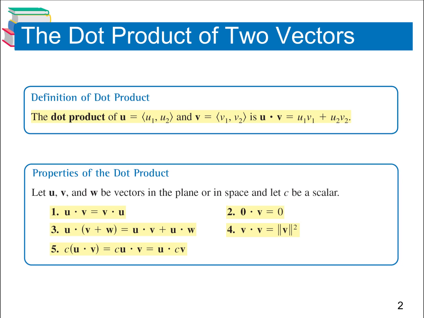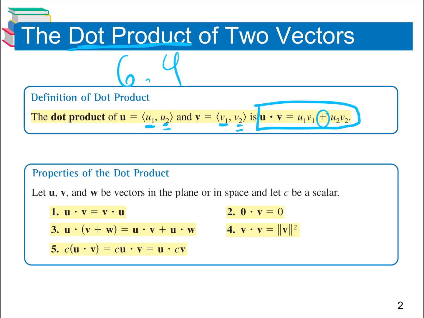Okay, 6.4 notes. We're going to talk about the dot product today. So we can take the dot product of two vectors. Our dot product formula is this. So we multiply the first two terms together, so the first times the first plus the second times the second.